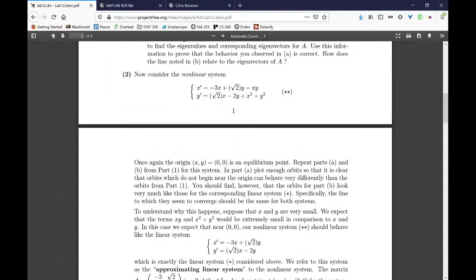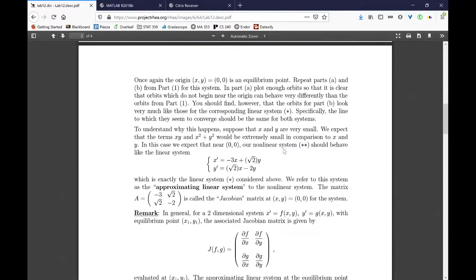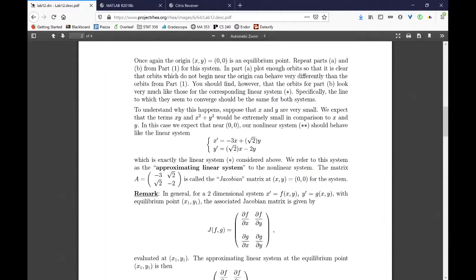because these nonlinear terms, minus xy plus x squared plus y squared, should be negligible. So this system is called the approximating linear system to the nonlinear system, and this matrix is called the Jacobian matrix at (x, y) = (0, 0) for the system, and we can also do this for other equilibrium points as well.